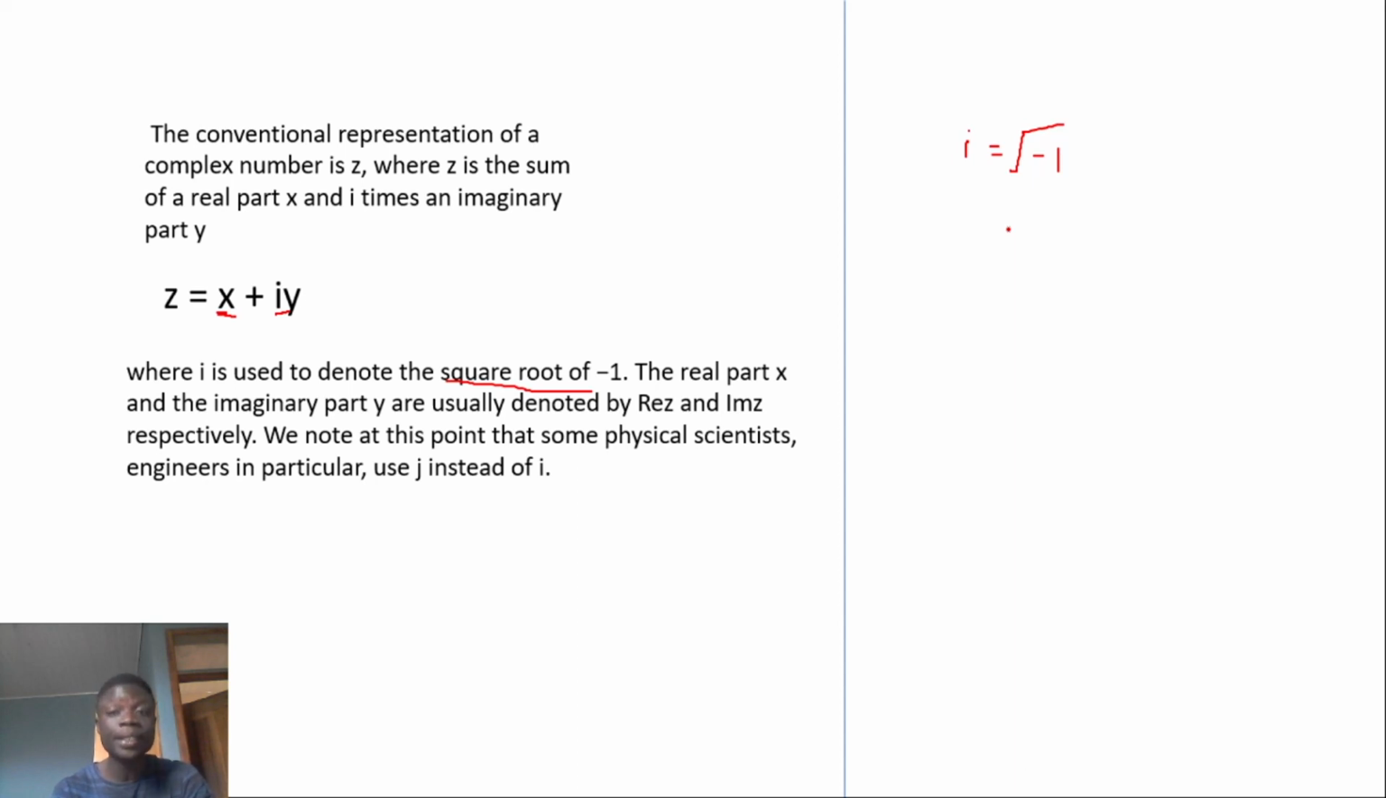But sometimes with this idea they can ask you to find i exponent 20, i cube, i exponent 2, i exponent maybe 1000. How do you go about this? Now the first thing that we know is i is equal to the square root of -1.